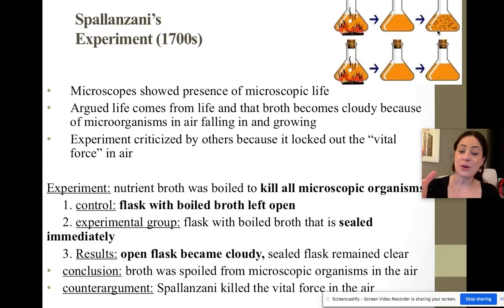But we also know that there is microscopic life. So here's another experiment to try to get people on board with believing that life doesn't come from non-living things, that life doesn't just spontaneously come out of nowhere.